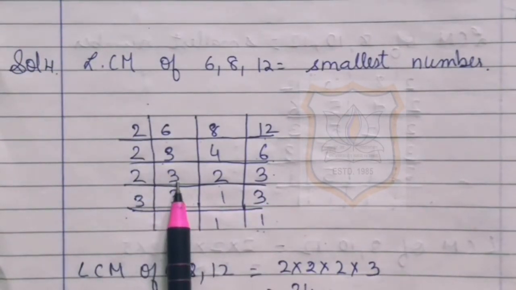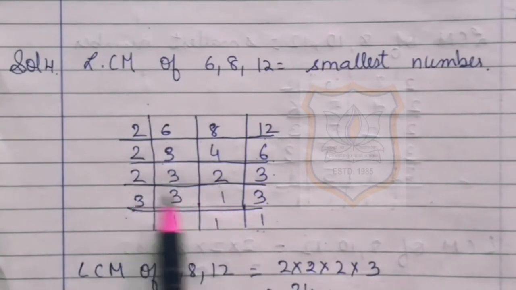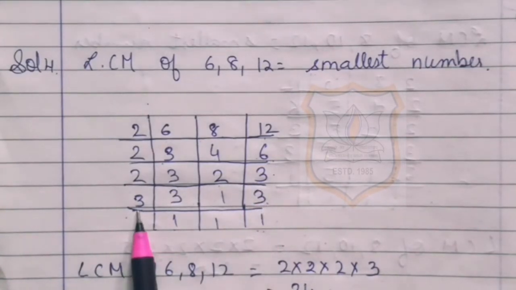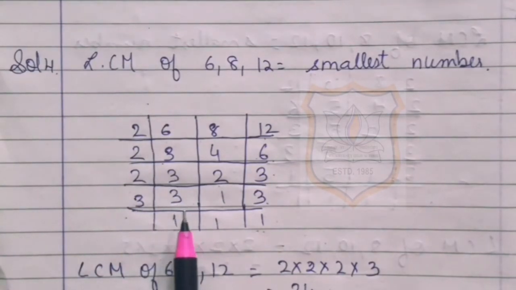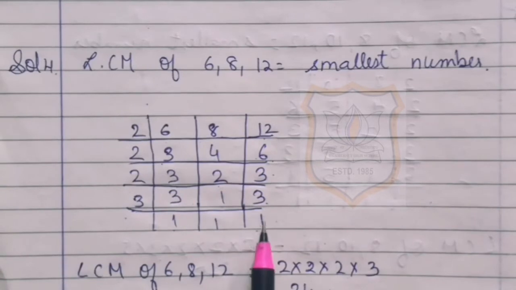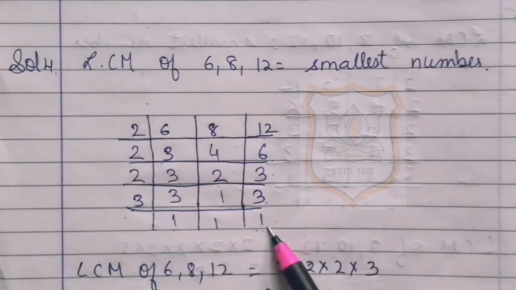3 is not divisible by 2, so we will write it as it is. By dividing 2 by 2 we will get 1 in the quotient, and 3 is not divisible, so we will write it as it is. Then we will take 3 as the smallest prime number and divide 3 by 3, we will get 1 in the quotient. We will divide the other 3 by 3 as well, and we will get 1 in the quotient. We have to repeat the steps till we get 1 in the quotient.